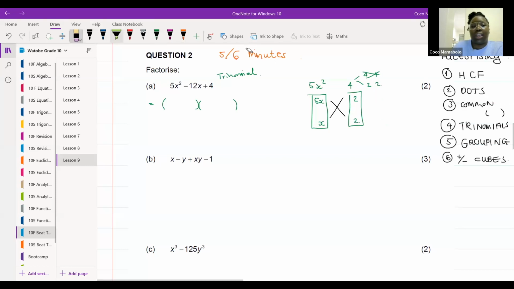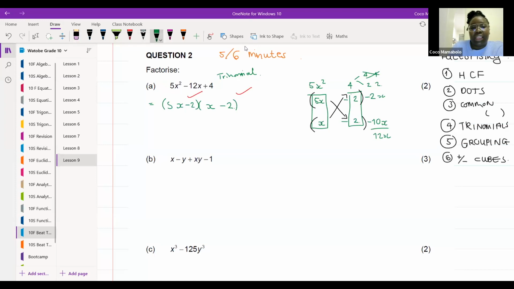If I put these in here, remember, guys, we need to multiply that way. 5x times 2 will give us 10x, and x times 2 will give us 2x. If I add them together, they will give me 12x. But because I want negative 12x, both of my brackets need to be negative. So I will get 5x minus 2 and x minus 2. So my 2 marks, one will come from the first bracket and one from the second bracket.